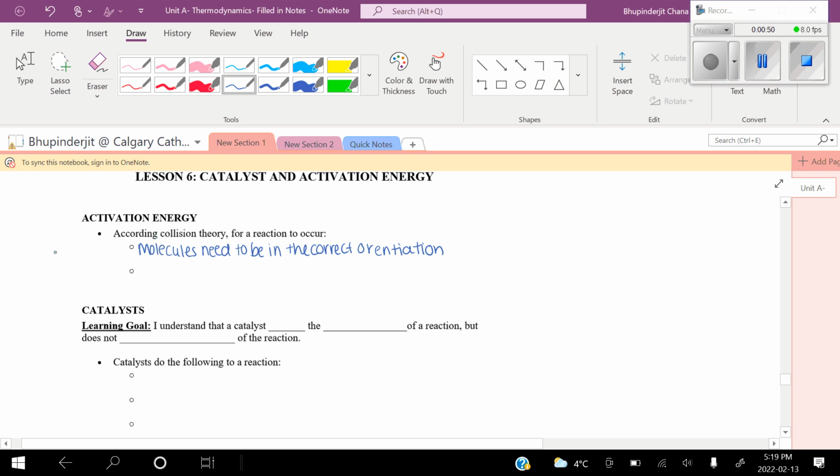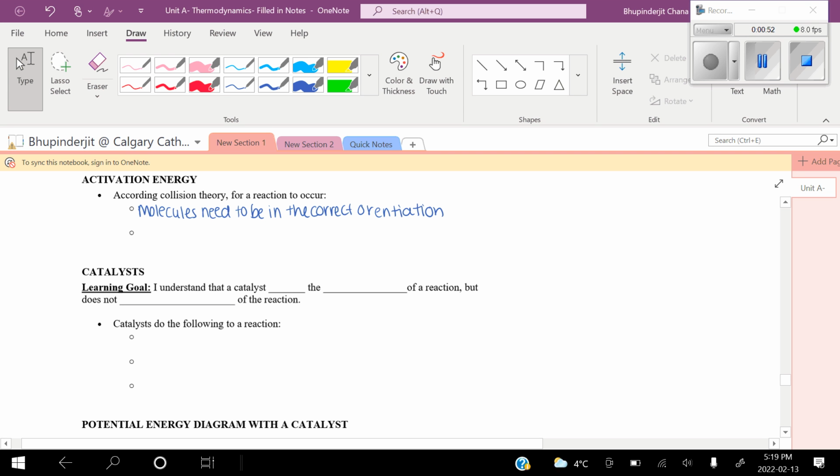If you remember back to Chem 20 bonding, compounds form different shapes like tetrahedral, trigonal planar. Those molecules are going to line up and react with each other. Second thing, which we will be focusing on in this unit, is they need a certain amount of energy.